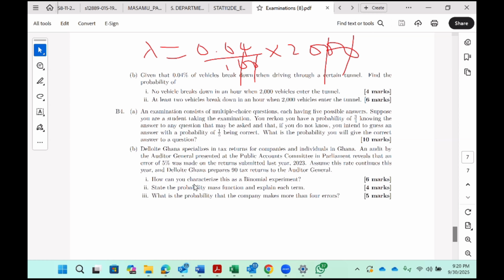So you are now going to use the Poisson formula: lambda to the power x, e to the minus lambda, over x factorial. Here your x is equal to 0, because no vehicle breaks down. Then you calculate the probability. Then at least 2 vehicles means 2, 3, or 4 and so on. So it's the same as 1 minus the probability of 0 or 1 vehicle breaking down within the tunnel. And that will give you your probability for part B. So that brings us to the end of B3.